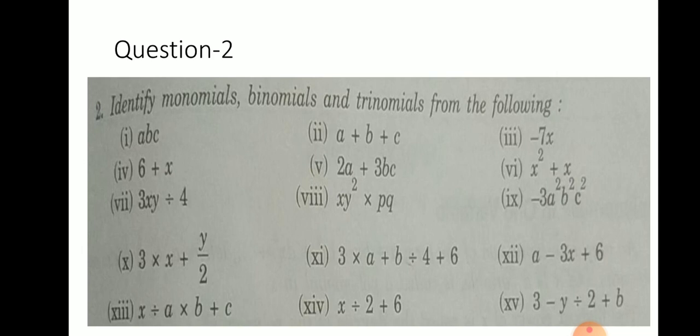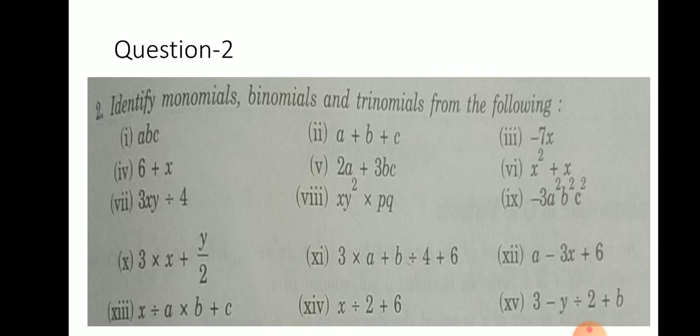So the first one is ABC. In this we have A, B and C, three letters, three variables, but they are connected by the into symbol. That's why this is a single term, so it will be a monomial. And the second one contains again A, B, C, but in between them we have plus symbol, so in this we have three terms. That's why it is a trinomial. Now coming to the third one, minus 7x.